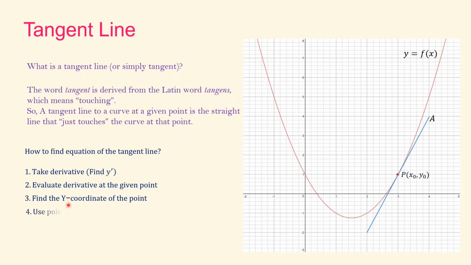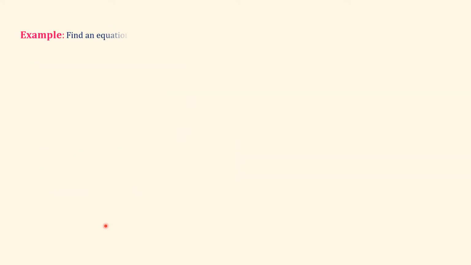And finally, the last step is to use the point slope formula to write the equation of the tangent line. Now let's try an example. Find the equation of the tangent line to the curve f of x equals x squared plus x at the point 1, 2.